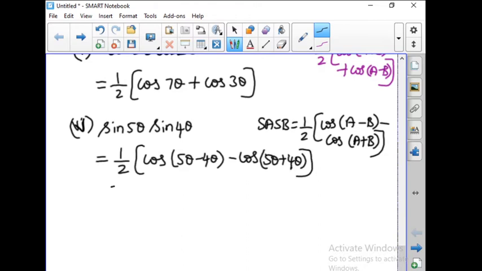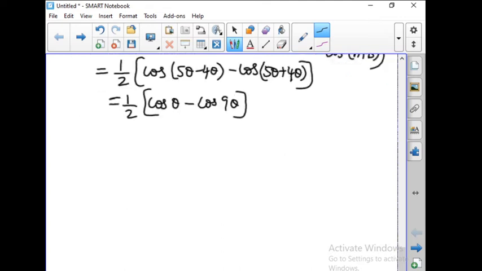Okay, so you are getting the answer as 1 by 2 [cos of theta minus cos of 9 theta]. Okay, so this is the answer for the next question. Okay, so we have finished with expressing the given product as a sum or difference.